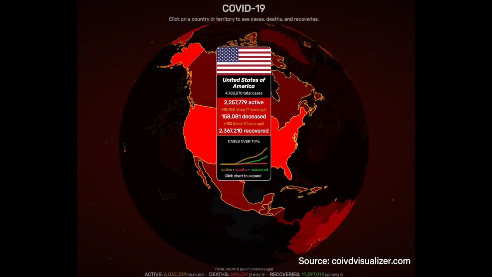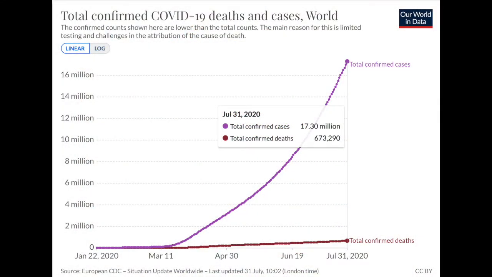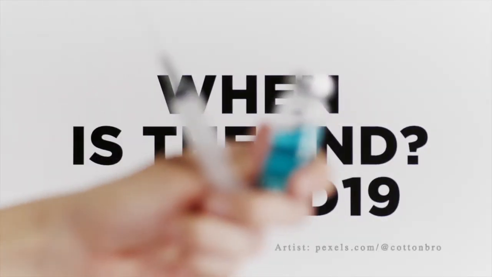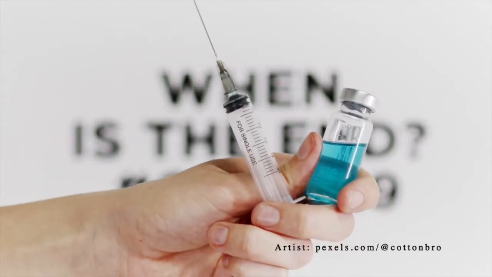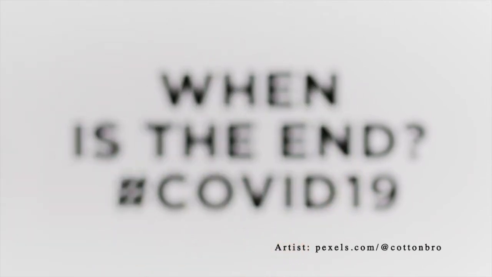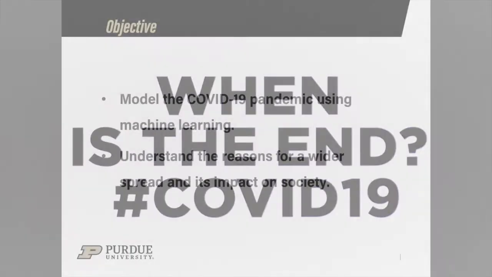As of July 31st, there are a total of 17.3 million cases and 650,000 deaths globally due to the novel COVID-19 pandemic. Approximately 4.5 million cases originating from the US alone have virtually affected every aspect of society. I know your feelings about the present situation, and you might be wondering what reasons have contributed to the spread and what impacts it has on our society.